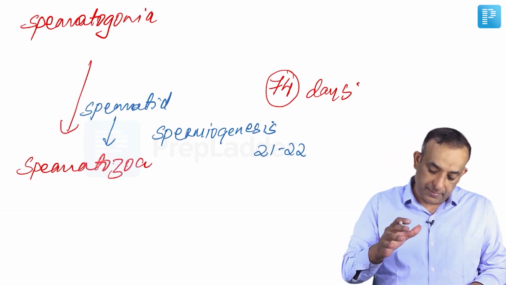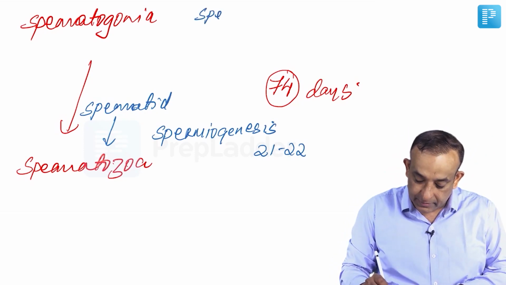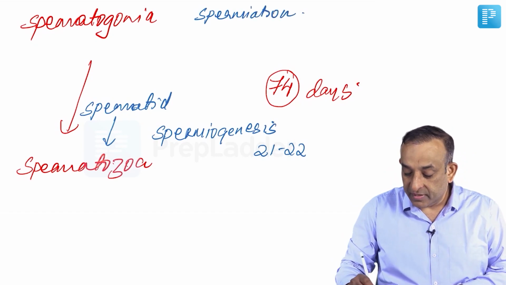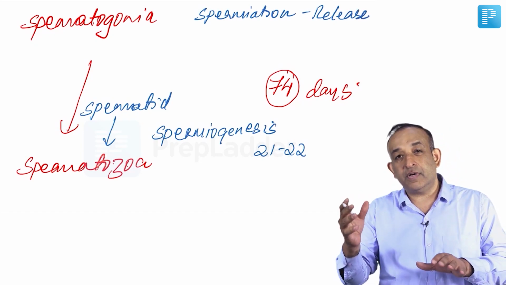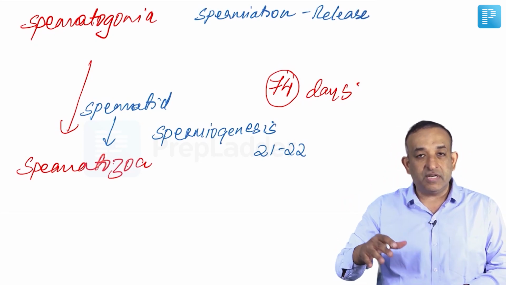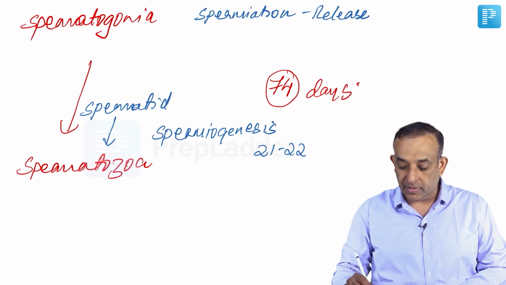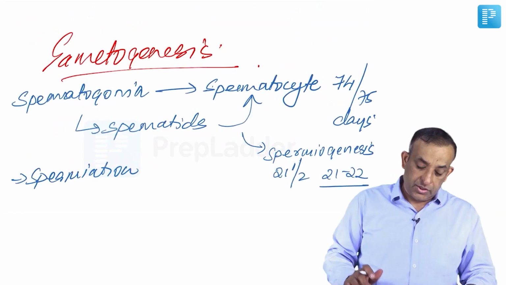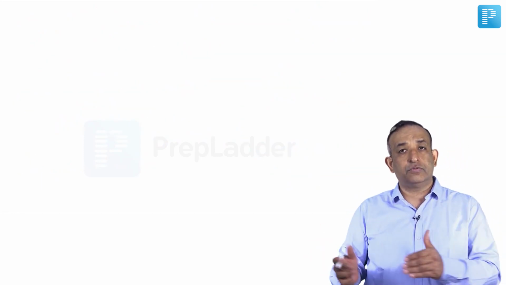So, this is spermatogenesis and spermiogenesis, and then what is spermiation? Now, spermiation is the release of the sperms. Release from where? Release of the sperms from the Sertoli cells into the lumen of the seminiferous tubules. So, release of the sperms into the lumen is known as spermiation. Alright. So, let us see a little bit more about spermatogenesis first, then we will get into oogenesis.